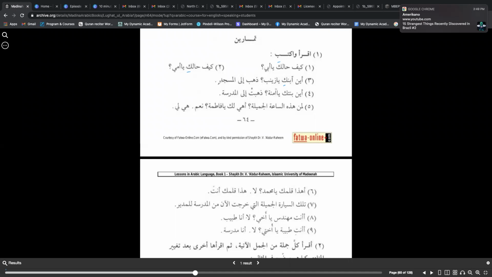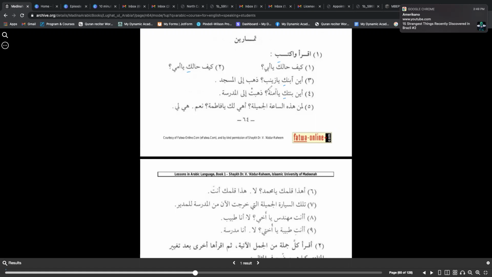Dhahaba ila masjidi. He went to the masjid. Aina bint... So here we have to look at whether this kaf gets a fatha or a kasra. Look at who's being addressed. If there was no person here, we'd have to look farther in the context to know who they are speaking to. But since they mention a female's name, we know they're talking to a female. So it's aina bintuki.